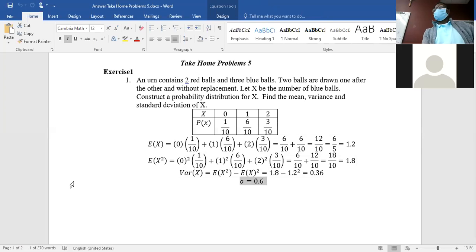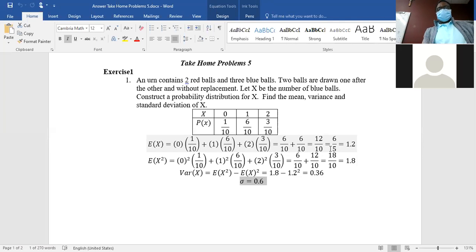0 squared times 1/10 is 0. 1 squared times 6/10 is 6/10. 2 squared is 4 times 3/10 is 12/10. So we have 6 plus 12/10, which is 18/10. The variance is the difference between the expectation of the square and the square of the expectation.